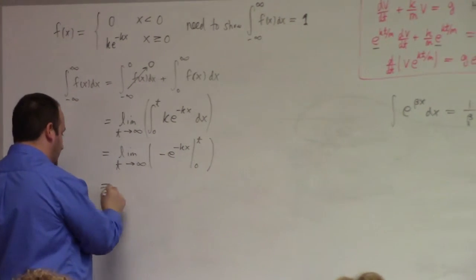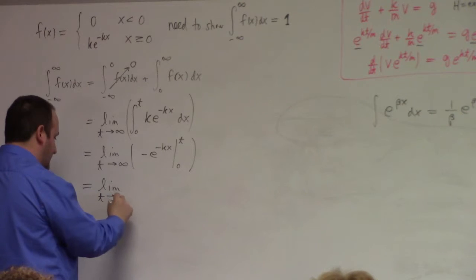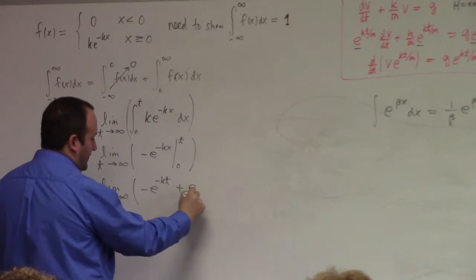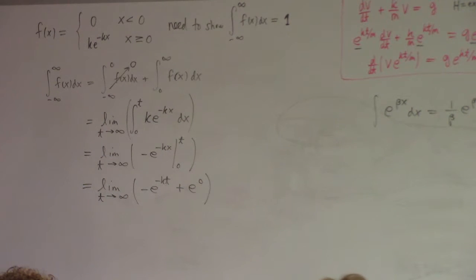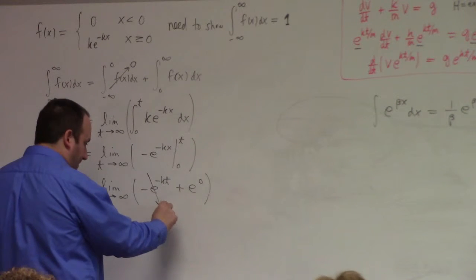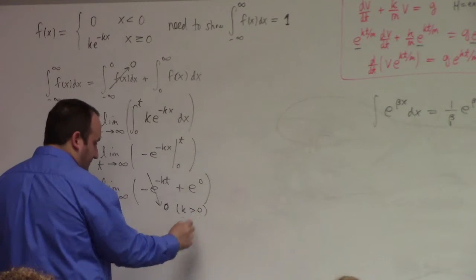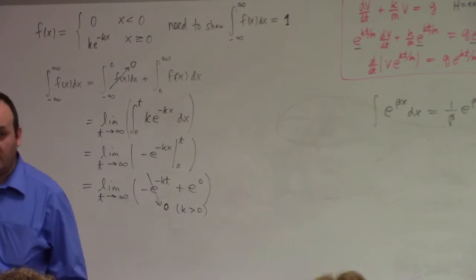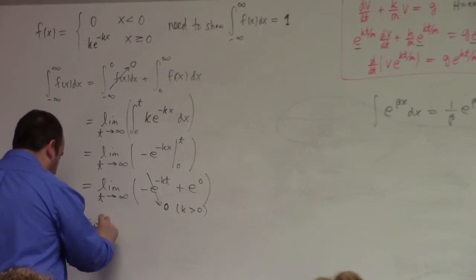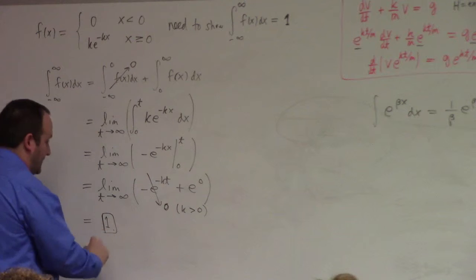All right, so then this is the limit as t goes to infinity of minus e to the minus kt plus e to the 0, because the minus minus gives me plus in the calculation of the fundamental theorem of calculus. Of course, this first term goes to 0 because k was greater than 0, so minus k is less than 0. We have t multiplied by a negative number, exponentiated. That goes to 0 as t goes to infinity. And we're just left with 1. So yay, it's a probability distribution function.